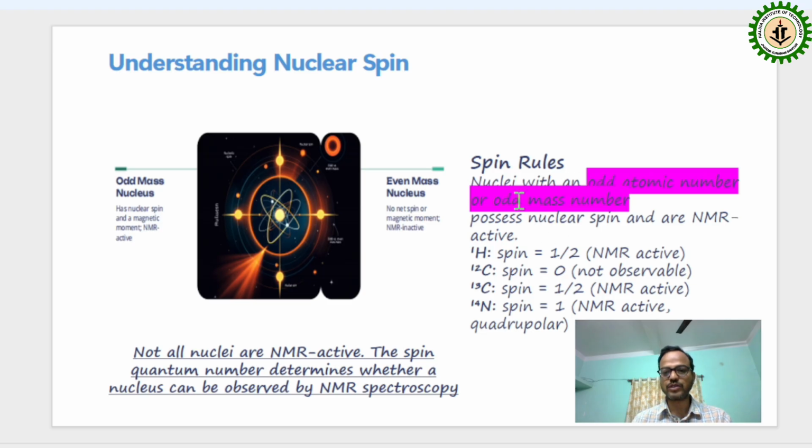So let's talk about what is actually happening here in case of spin. Nucleus with odd atomic number or odd mass number, that I have told you, H1, which is having spin half because it is odd atomic number. C12 is not having any spin, not producing any small magnet because it is 6 protons and 6 neutrons, so not observable. C13 is NMR active, whereas N14 is having a spin 1. Not all nuclei are NMR active. The spin quantum number determines whether the nucleus can be observed by NMR spectroscopy.